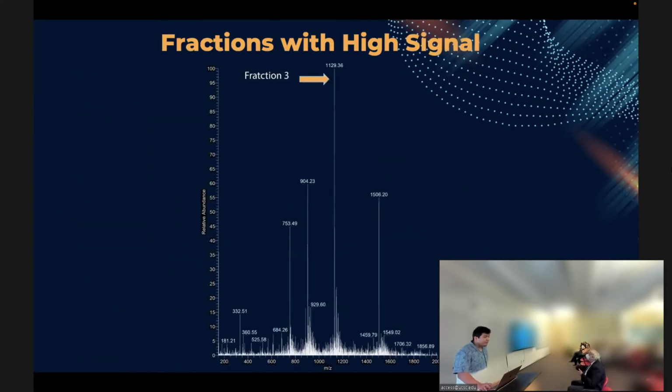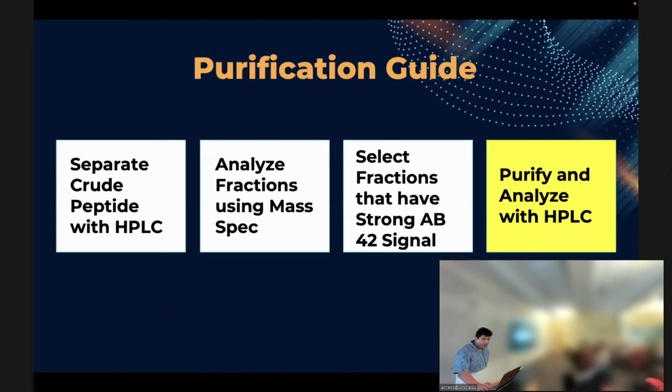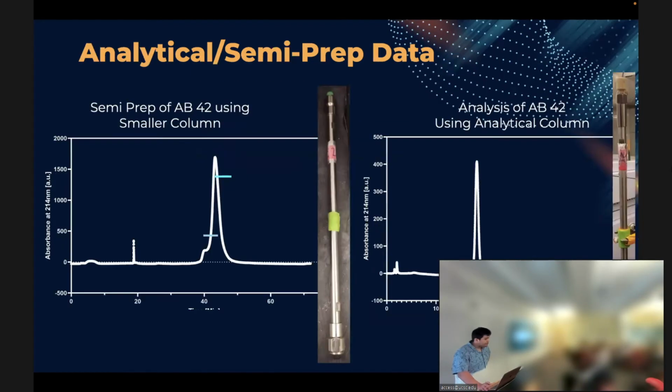But for fractions 3 and 4, I have fraction 3 right here. 1,129 is the highest peak. It's really high, so it's great. And also there's a relatively low concentration of byproducts for this one and also fraction 4. Fraction 4 also has, can't see it, but also has 1,129. So great. Now we use fractions 3 and 4 for the final step, which is purifying and analyzing by HPLC.